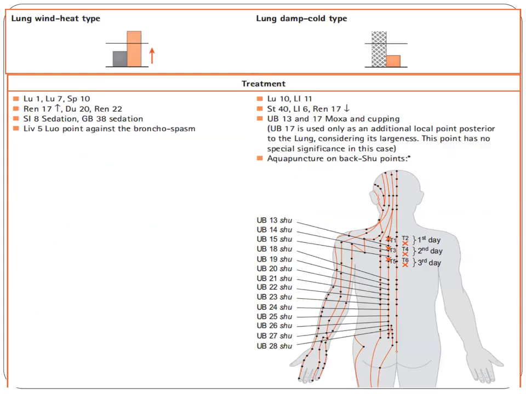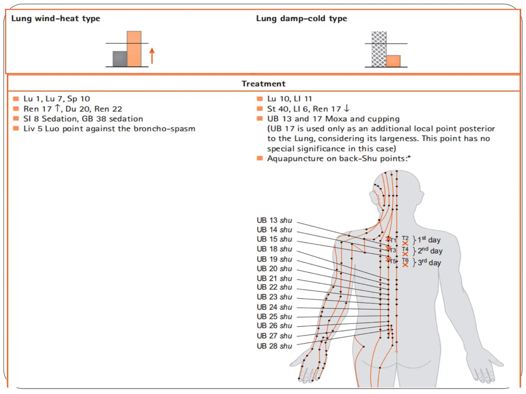Okay, so for the treatment, for the lung wind heat type, we use lung 1, lung 7, spleen 10, Ren 17, tonification, and Du 20, Ren 22. Then SI 8 sedation, GB 38 sedation. Liver 5, the Luo point, against the bronchospasm.